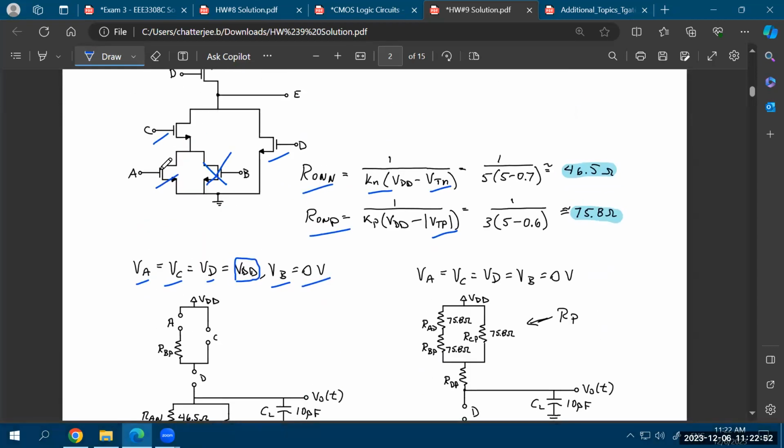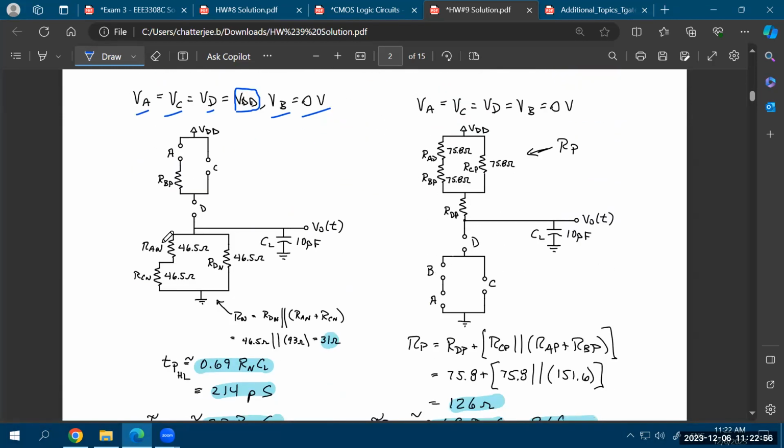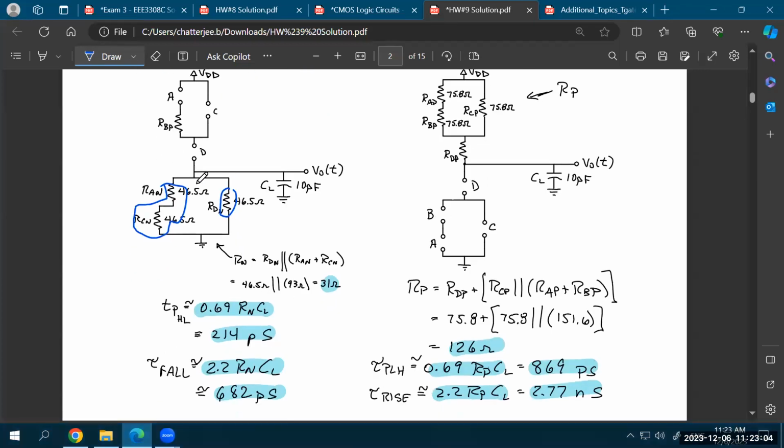So you just disconnect this from your entire circuit. So what you have is C and A, they are in series, and in parallel you have D. So the R-on of C and A will come in series, and in parallel you will have the R-on of D. Okay. So you calculate what is the overall combination of that resistance. That would be, let's say, around 31 ohms. You can find out what is the RC for the pull down network over here. Okay.